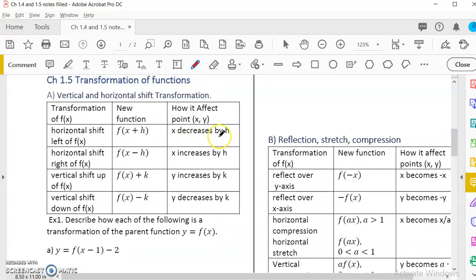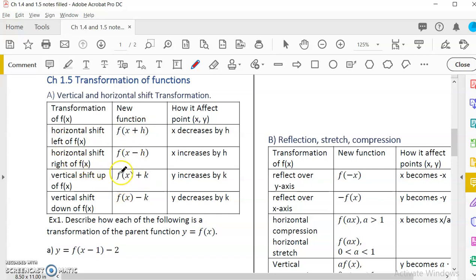Okay, so if I have a function f of x and I horizontally shift f of x by h to the left, the new function is f of x plus h. If I shift the whole function to the right, the new function is f of x minus h, and every single x will increase by h to the right. So notice plus h is to the left, minus h is to the right.